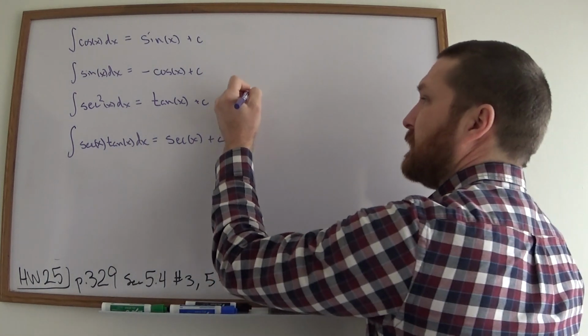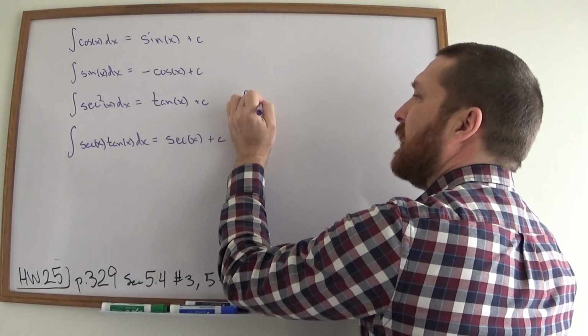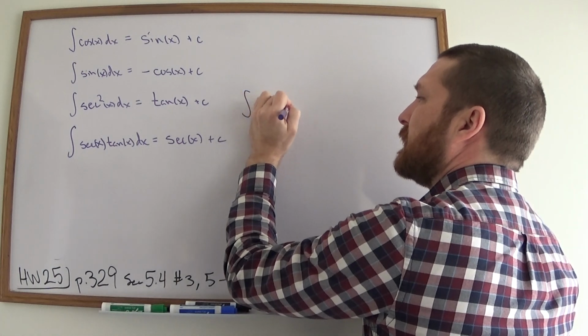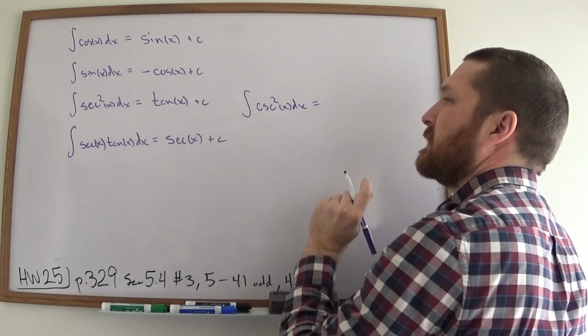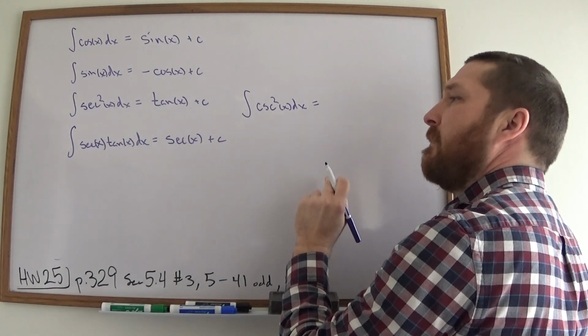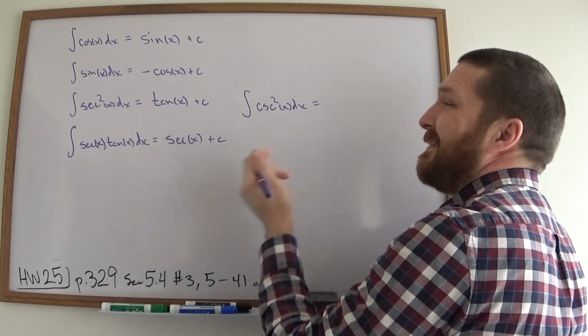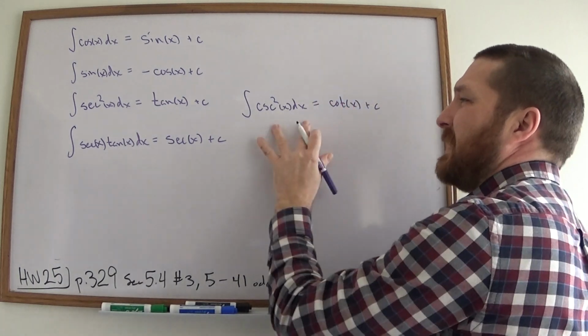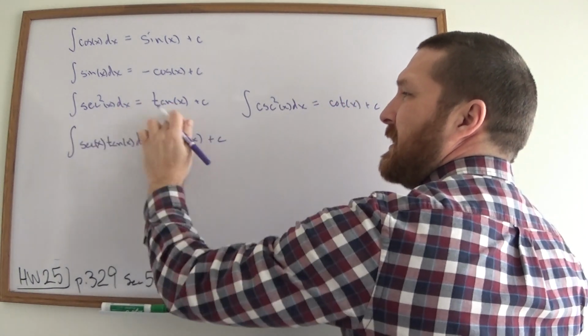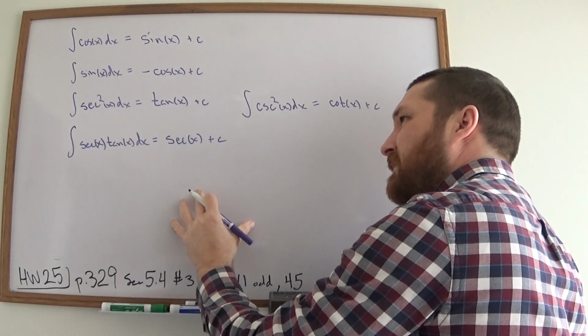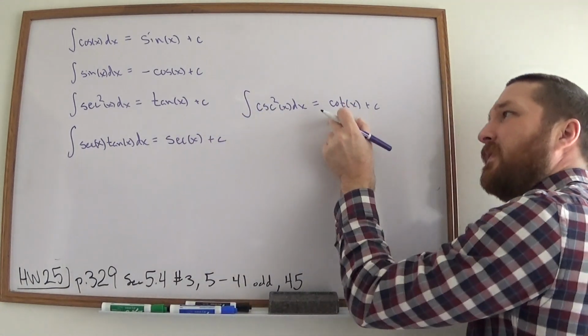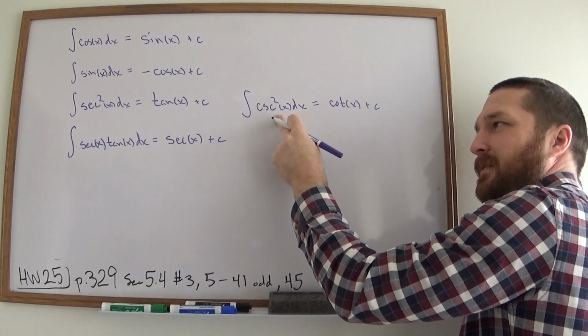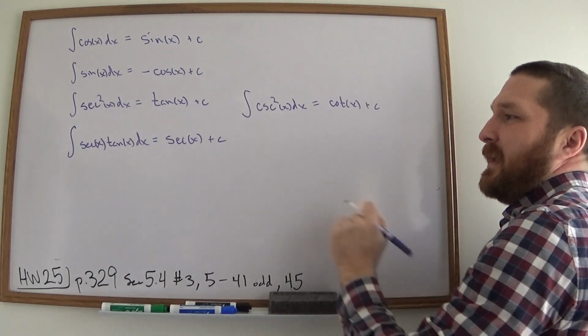Also, very much like this, we have the integral of cosecant squared x dx, which is negative cotangent x. It's kind of nice to see here, right? Secant and tangent have that because if you take the derivative of tangent, you get secant squared. Take the derivative of cotangent, you get cosecant squared. So going in reverse gives you that.